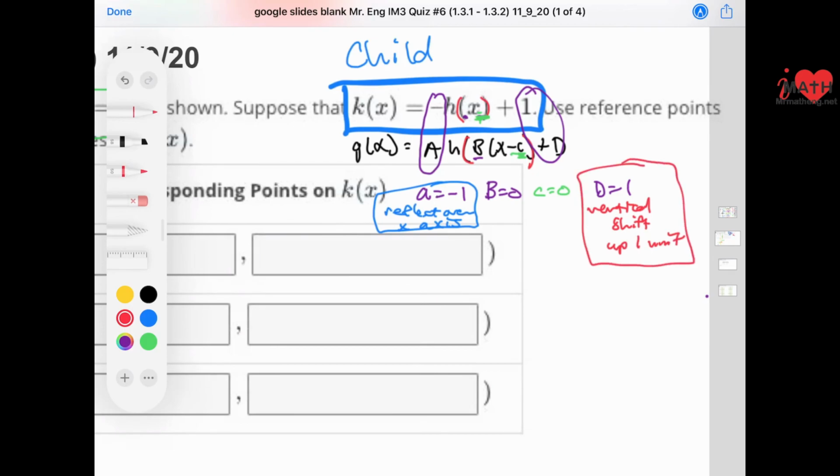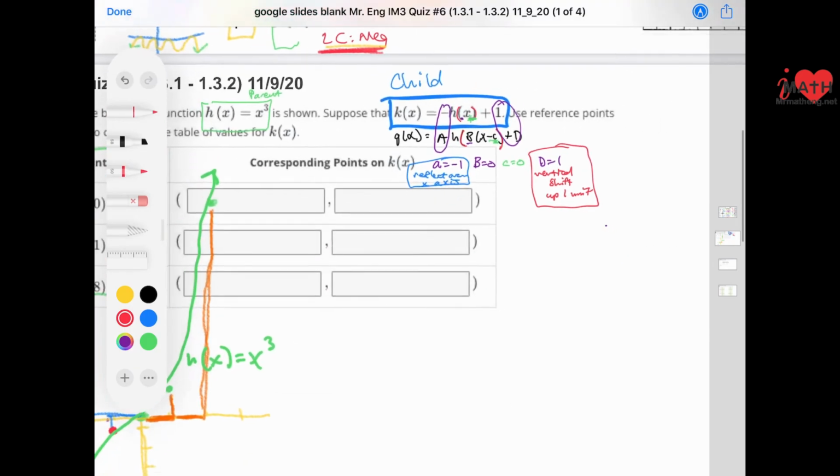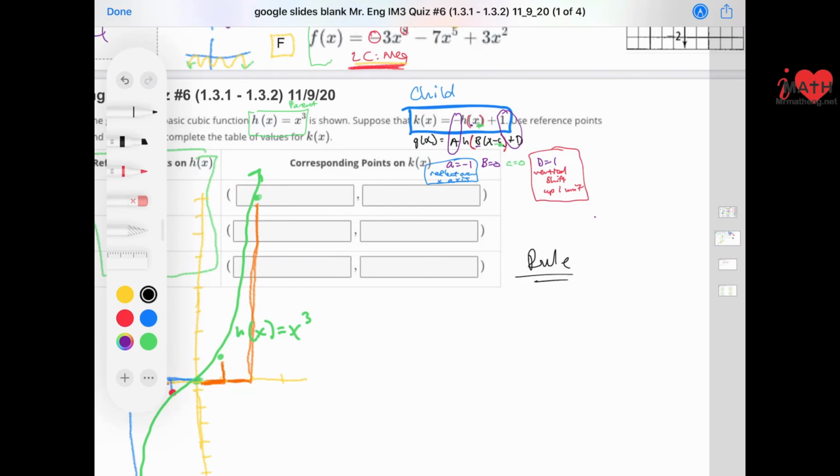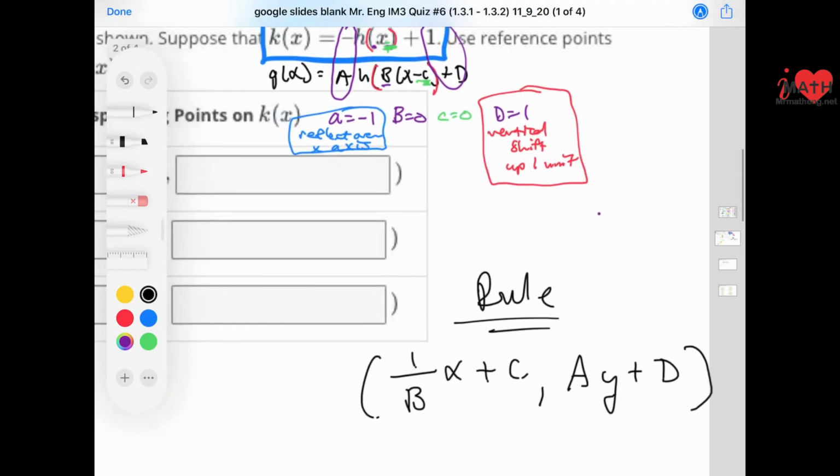Okay, so that's getting my letters. Okay, now what's the equation or formula that we've been using? I called it the rule on your formula sheet: 1 over b x plus c, comma, a y plus d. Let's go ahead and just, if you notice, I don't need a b and c value. So I'm just going to erase this from our formula because we don't need it.